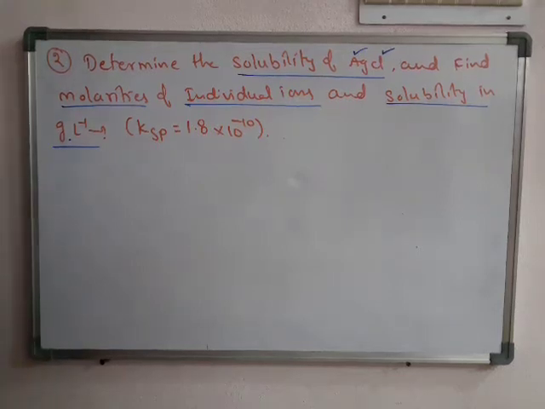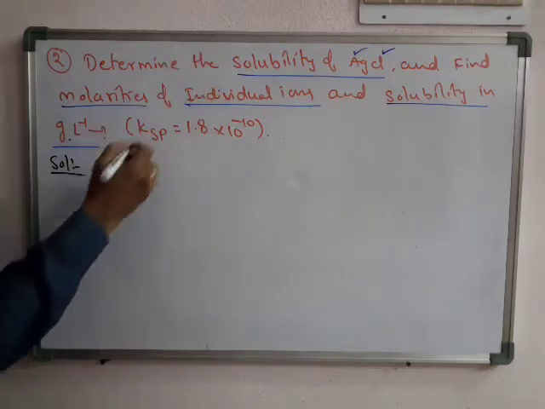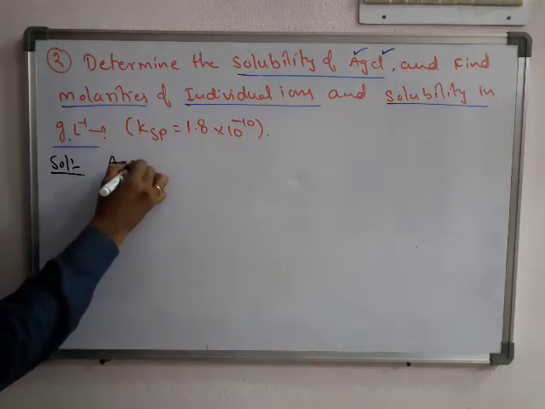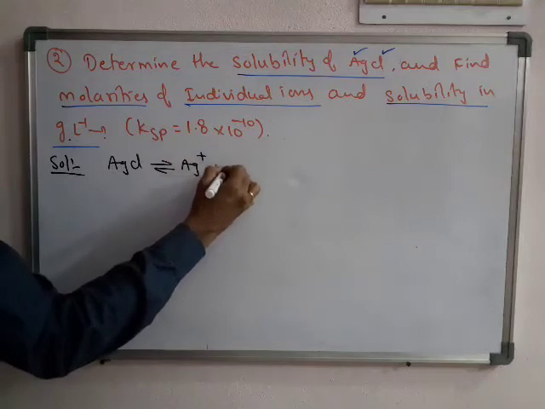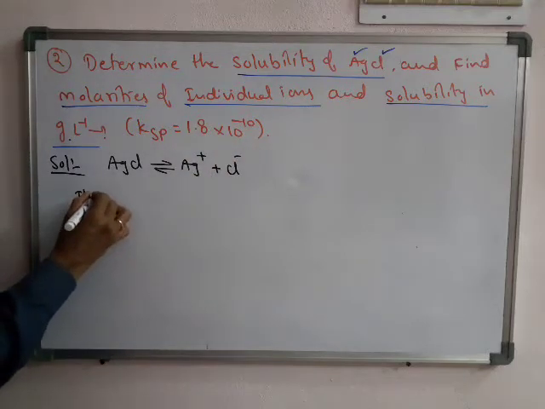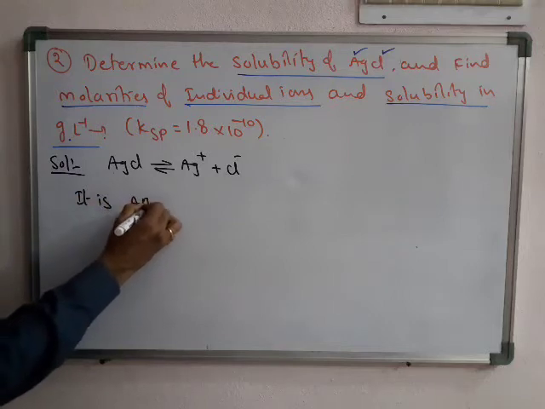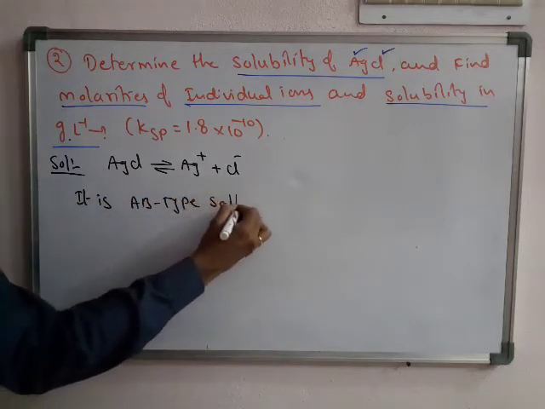So if you see the AgCl, which type of salt? Just by seeing this we can understand Ag plus, Cl minus. So which type of salt? AgCl, it is AB type salt.